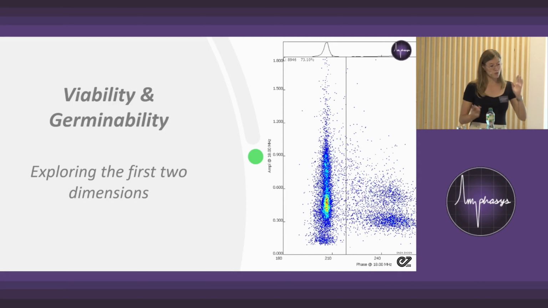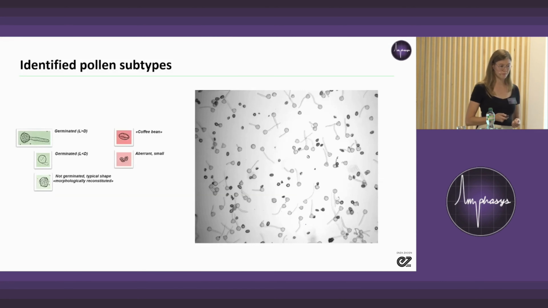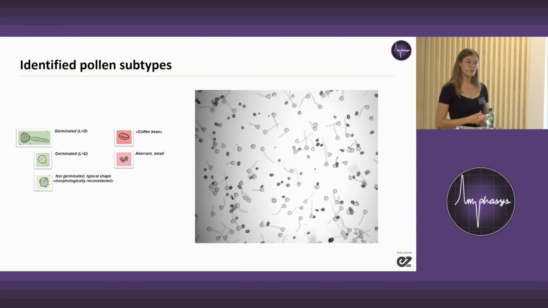Okay, so once we had our pre-study and our standardized protocol, we really got it started. This is comparing viability to germinability. For every batch that we included, we performed an in vitro germination, as you can see an example here. And we identified multiple pollen subtypes, which are the 5 indicated here.